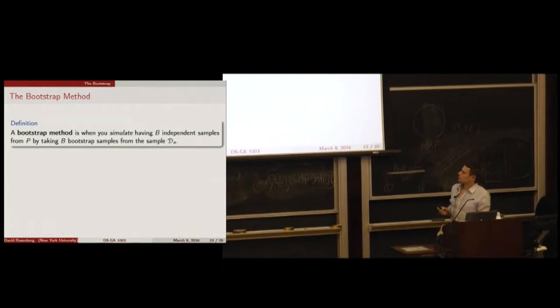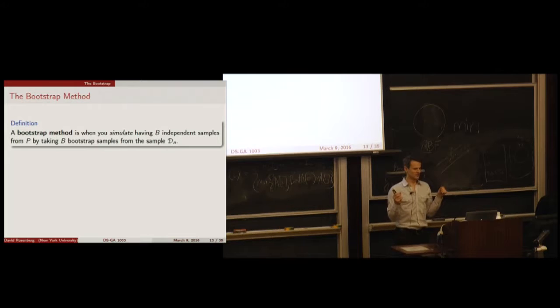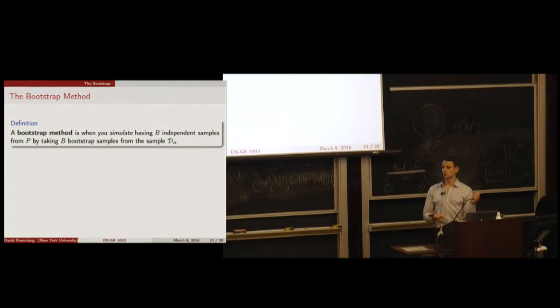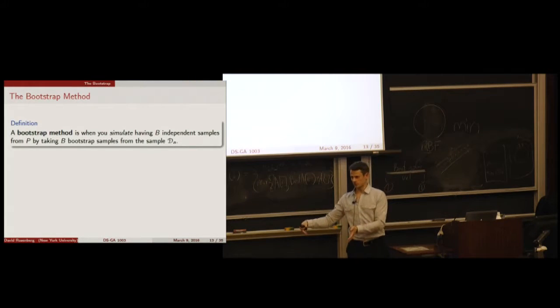All right. So bootstrap method, I kind of alluded to it. A bootstrap method is when you simulate having B independent samples from the distribution P by using B bootstrap samples from the sample Dn. So the entire first section of this lecture was, if only we had B independent samples from the probability distribution, we could do this cool stuff like estimate the variance of our estimators. And then we said, but we don't really have B independent samples. And a bootstrap method is saying that might be okay. Why don't you just take B bootstrap samples from your original distribution and treat them as though they were independent samples from the original distribution?